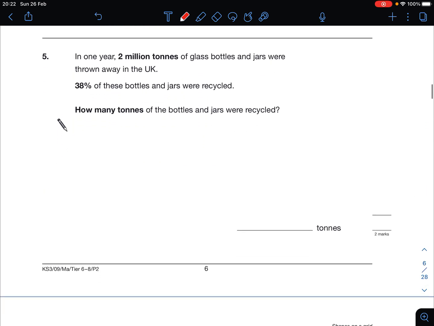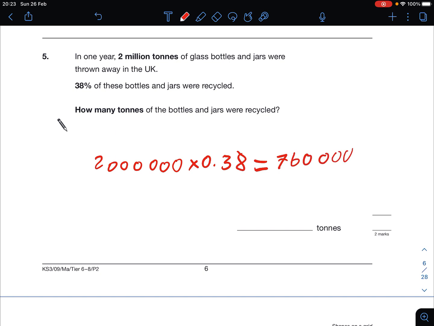Alright. In 1 year, 2 million tons of glass bottles and jars were thrown away in the UK. 38% of these bottles were recycled. How many tons of bottles and jars were recycled? So I'm going to do 2 million, and I'm trying to find 38%. 38% as a multiplier is 0.38. So I'm timesing it by 0.38. 2 million times 0.38 is 760,000.